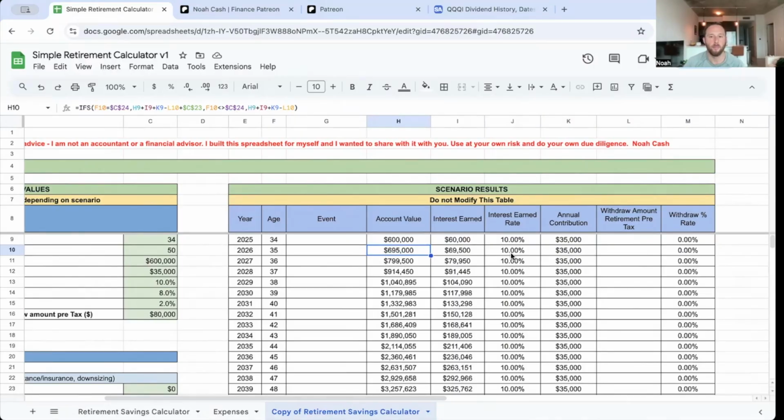So you're going to see the next year we've grown the portfolio to 700K. Then with the compounding effect of that 10% in year 35 in 2026, you're going to see 70K in interest earned, and we're also going to contribute 35K.